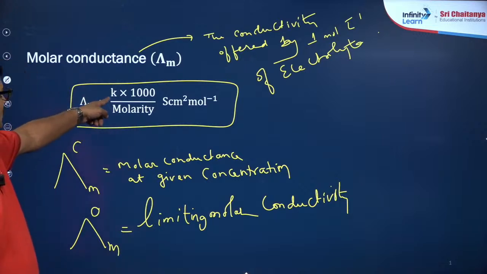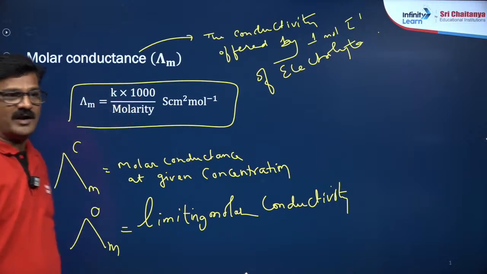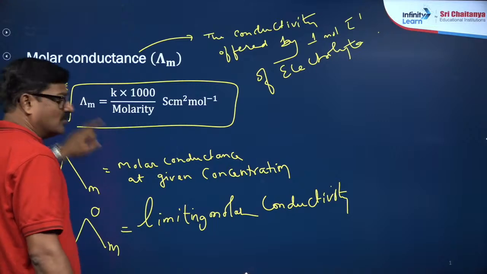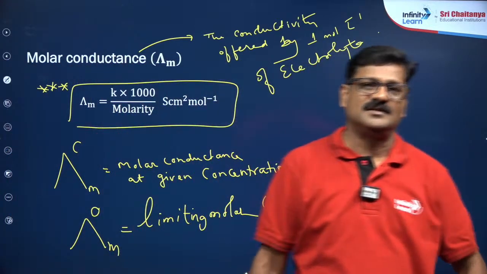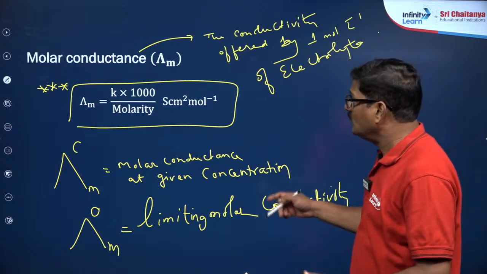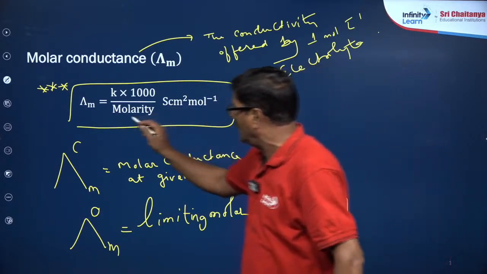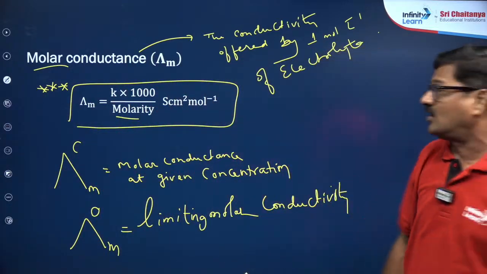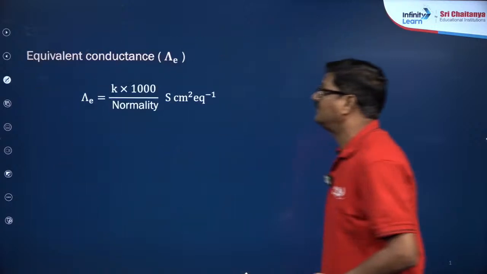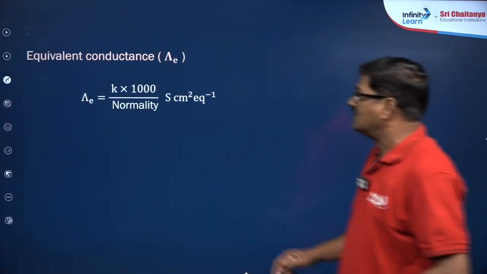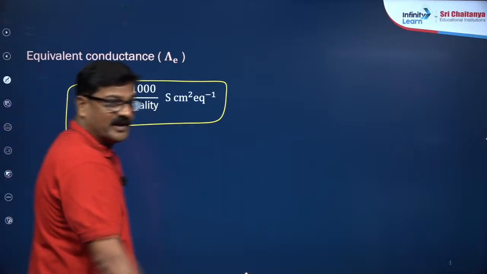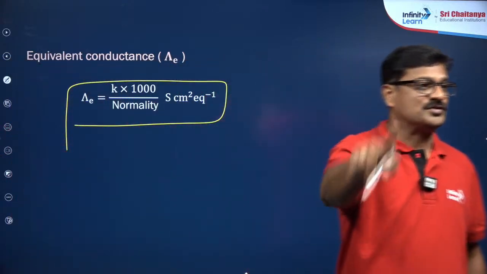Molar conductivity is equal to specific conductivity into 1000 by molarity. It is a killer formula. You can do more than 100 numericals based on this, more than from any other material. In contrast, when you use molarity, it will be molar conductivity. When you use normality, it will be equivalent conductivity. Equivalent conductance is like molar conductance, the conductivity offered by one normal solution.